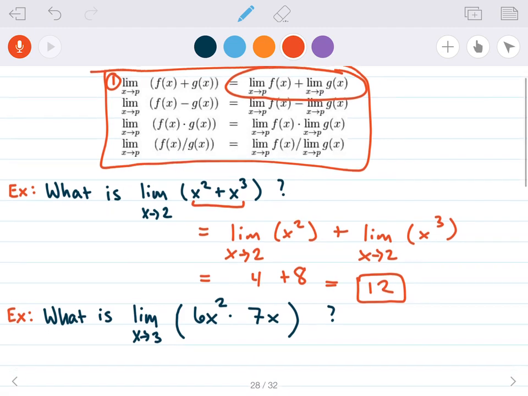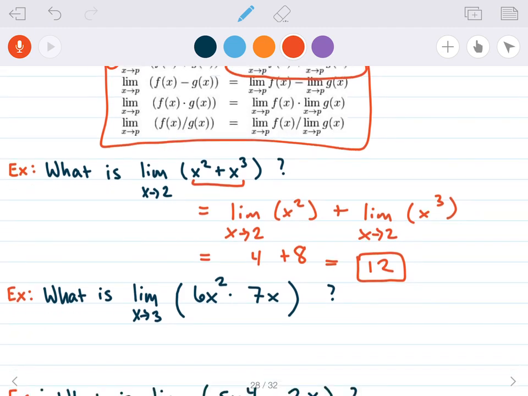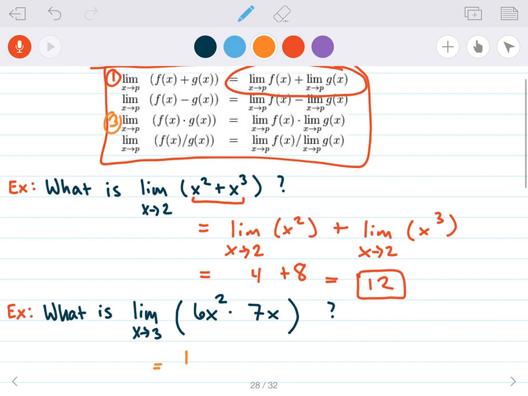Alright, so multiplication, again, we can do the same kind of trick here. This is the same thing by property number 3. This is the same thing as the limit as x goes to 3 of 6x squared times the limit as x goes to 3 of 7x.